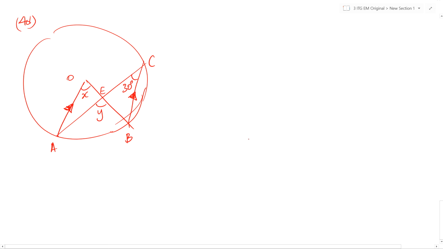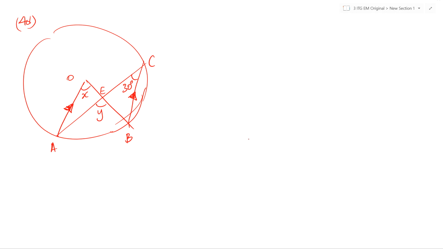What is the relationship between x and 30? Angle x and angle 30, are they the same? They are not the same because by the converse of angles in the same segment. You see, angles in the same segment must be equal, right? Here, they are not in the same segment, so they cannot be equal. Get it? Yeah, there are parallel lines, but we will come to that later.